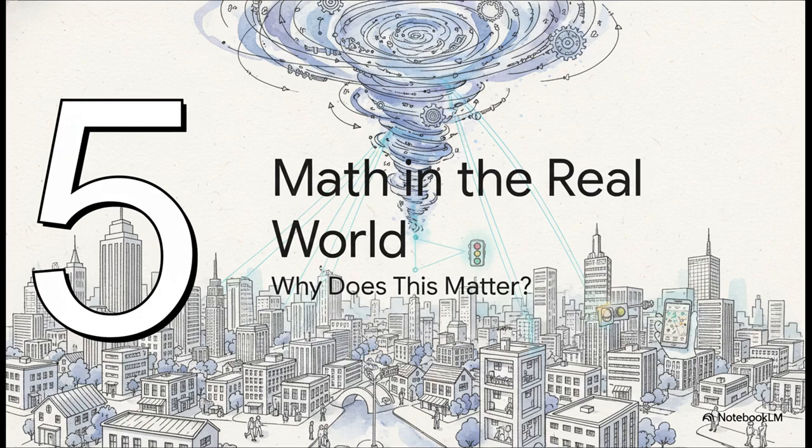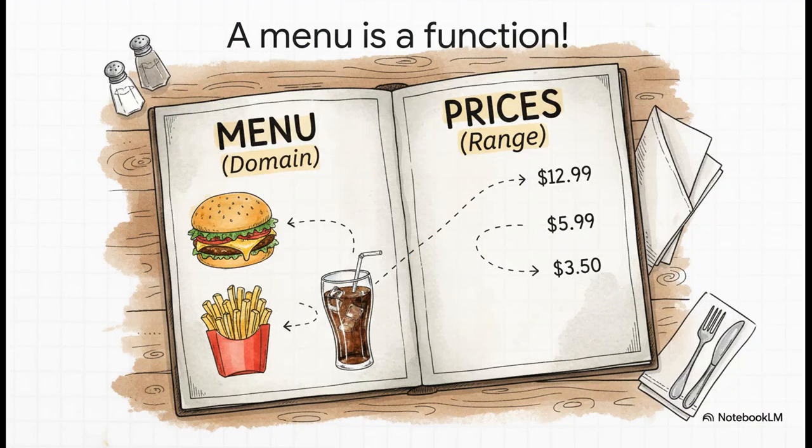Okay, so this is all great for your math class. But let's answer that big question that's probably on your mind. Why does any of this actually matter? Let's connect it to something you use every day. Believe it or not, a restaurant menu is a perfect real-world function. The domain is just the list of all the items you can order. The burger, the fries, the soda, those are your inputs. And the range, that's the list of all the possible prices you might pay, your outputs.